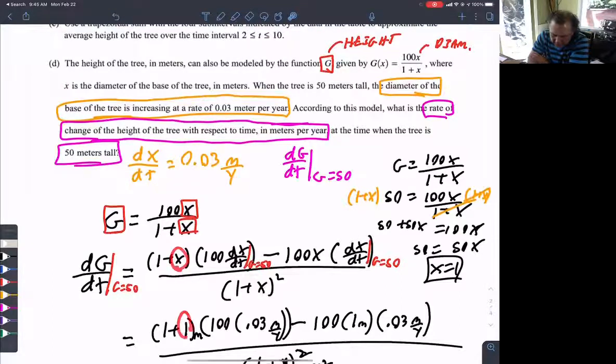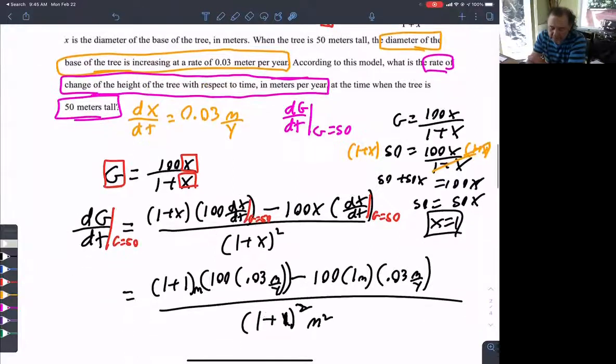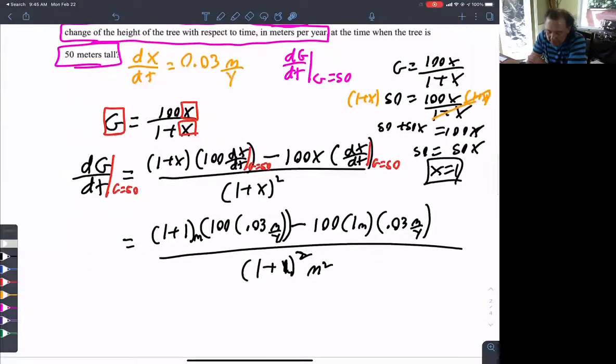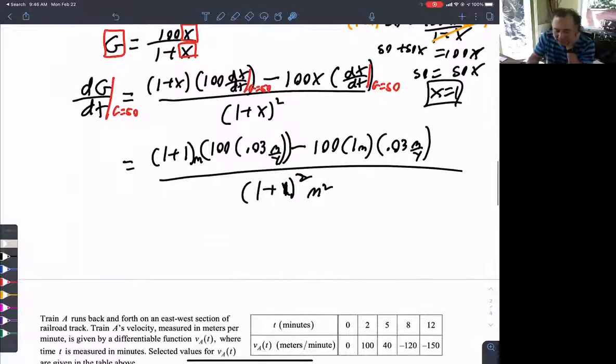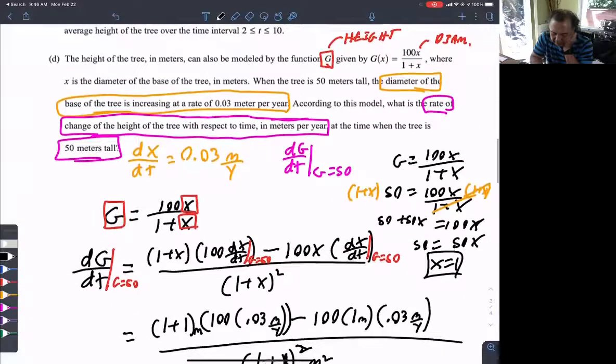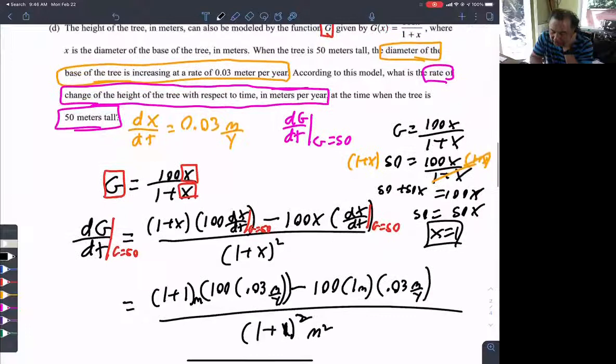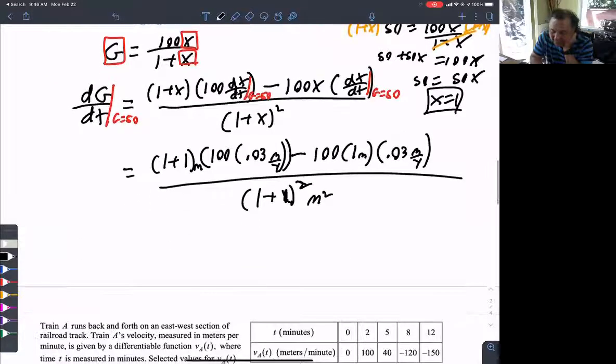So that x we put in as a meter. That 100 times x, there's going to be another meter there. I need my meter squared. So basically I need that to cancel out. So I'm going to be left with meters per year. So there's another meter there. I have to kind of think about this a little bit. But basically that's our answer. You don't have to simplify that. Does it ask for anything? No, they just want dg dt. So that's your answer. If you simplify it, you'll get a simplified answer.